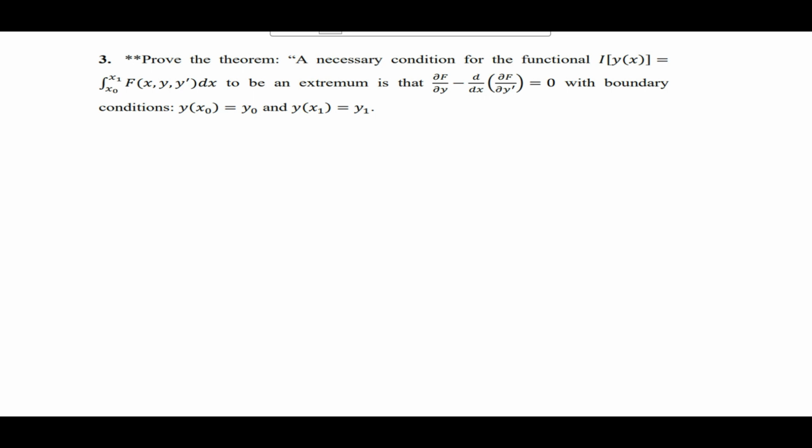So now in problem third, it is very important from the paper point of view. This theorem is known as the Euler differential equation.